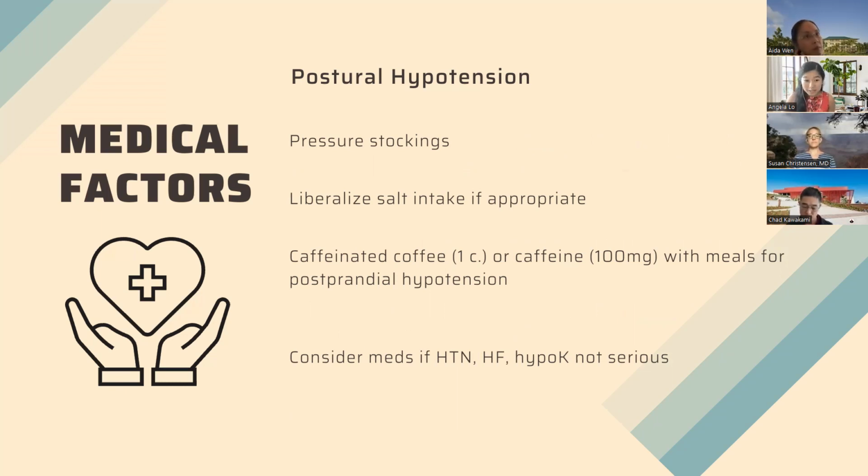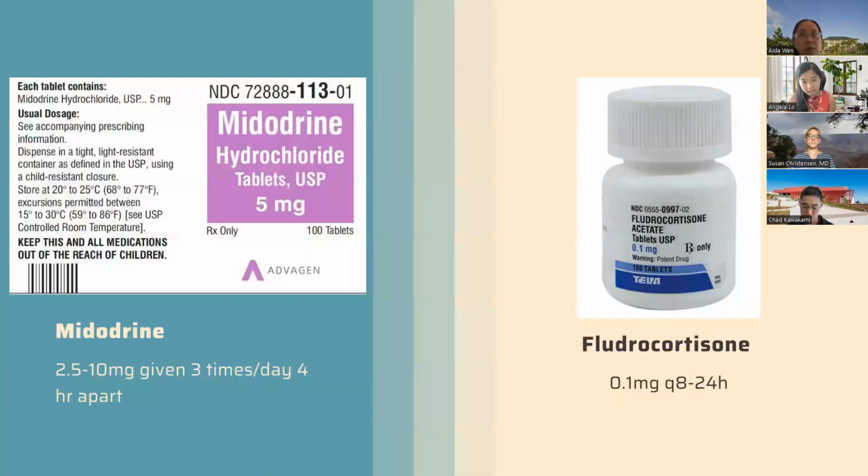For appropriate patients, you can also recommend trying caffeinated coffee or caffeine with meals for those with postprandial hypotension. And then you can consider additional meds if their hypertension, heart failure, or hypokalemia is not serious. Those meds include midodrine or fludrocortisone. For midodrine, you can prescribe from 2.5 to 10 milligrams 3 times a day, 4 hours apart. Fludrocortisone, you could do 0.1 milligrams every 8 or 24 hours.